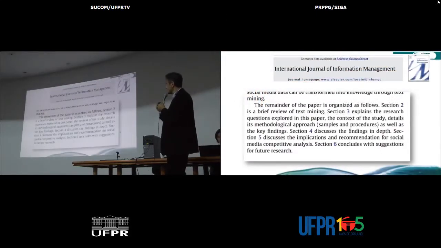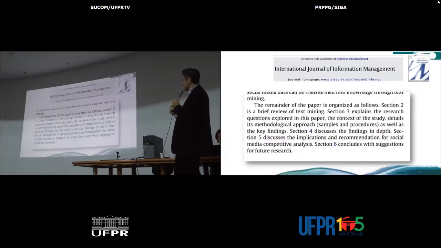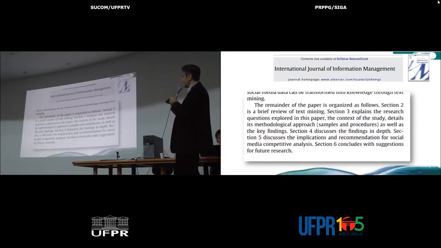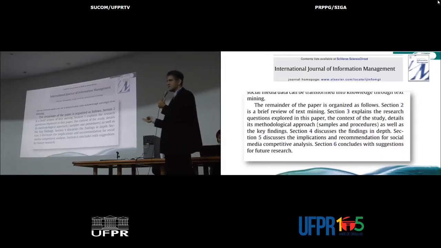So here, for example, in the International Journal of Information Management, in many journal articles in this area, and especially in this journal, you see something like this here. The remainder of the paper is organized as follows, and they always provide this kind of roadmap for the article. Section 2 is a brief review of text mining. Section 3 explains blah, blah, blah. Section 4 discusses da, da, da. Section 5 discusses da, da, da. And that's the way they structure it.